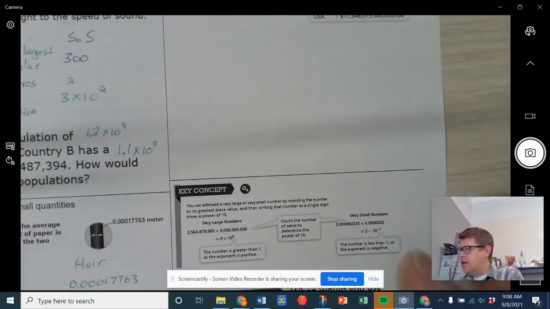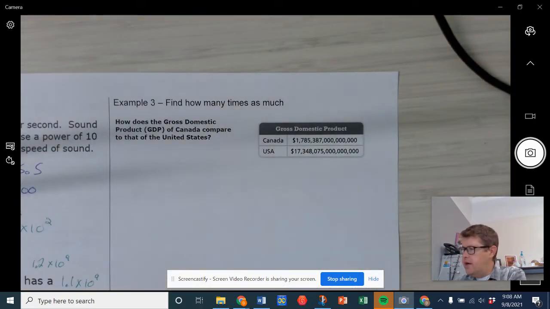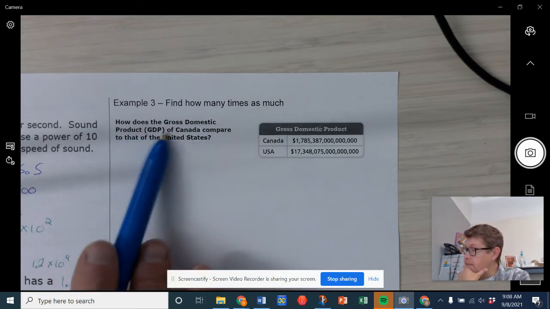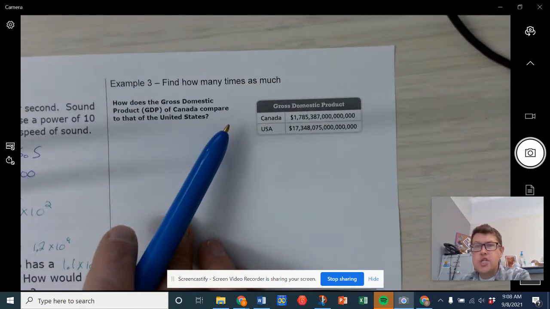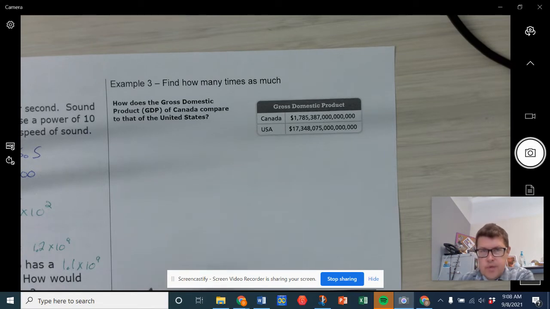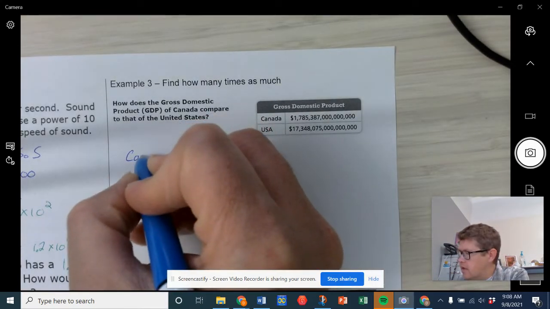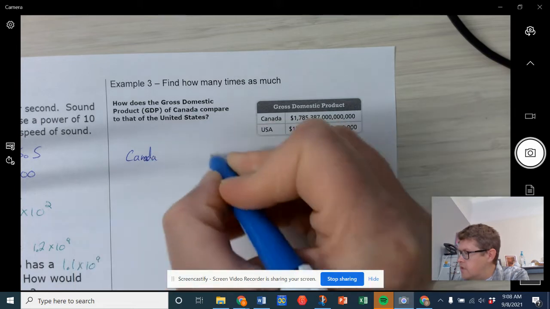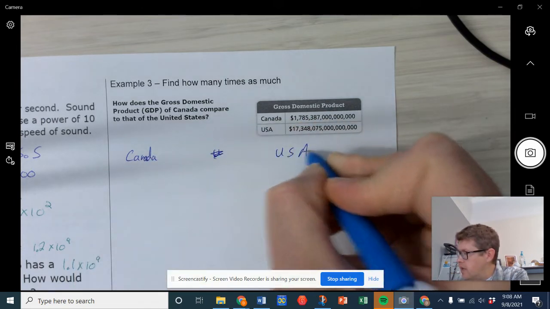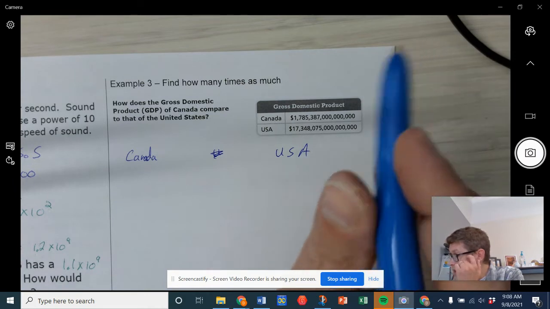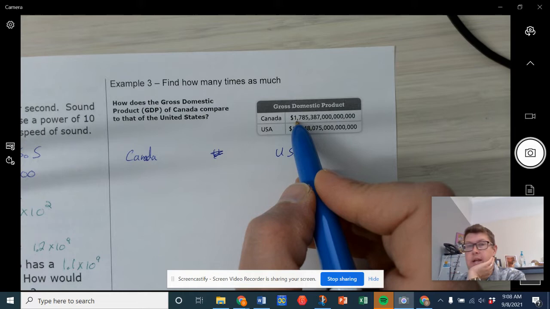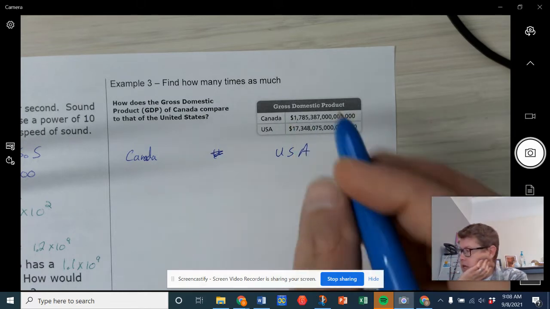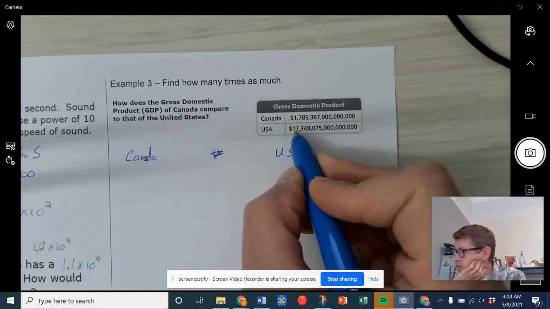Find how many times as much. How does the GDP of Canada compare to that of the United States? That's basically how much production each country has. Okay. So we do that same thing, right? We'll do Canada here, Canada versus the USA. I'll give myself a little more room, right? So round to the largest place value. So we'll do 1.8 for this, okay? And we'll do 1.7 for the USA.